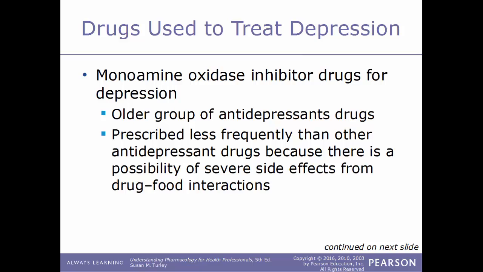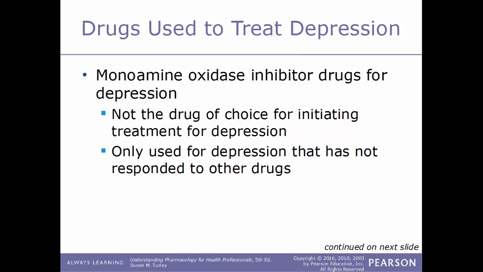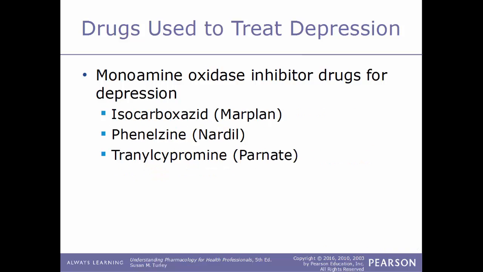Now this is an older group of antidepressant drugs, and it is prescribed less frequently than others because there's a possibility of severe side effects from drug-food interactions. So this is not the drug of choice for initiating a treatment for depression. These are only used for depression that has not responded well to other drugs. Some examples of an MAOI would be isocarboxazid, also known by the trade name Marplan; phenelzine, also known by the trade name Nardil; and tranylcypromine, also known by the trade name Parnate.